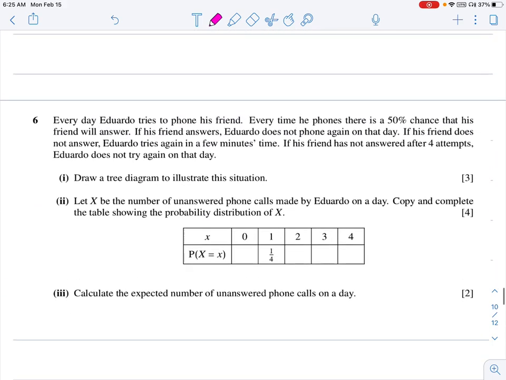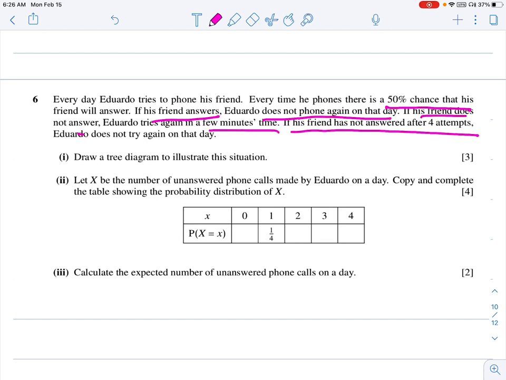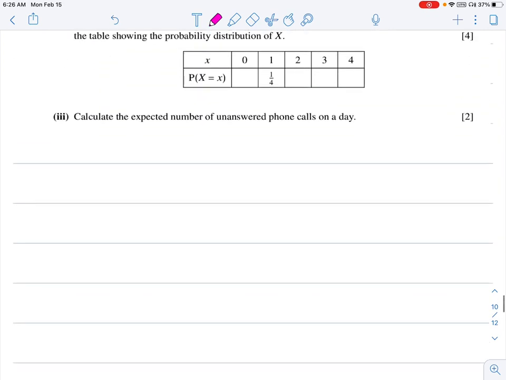Question number 6. Every day Eduardo tries to make a phone call to his friend. Every time he phones, there is a 50% chance that his friend will answer. If his friend answers, Eduardo does not phone again that day. If his friend doesn't answer, Eduardo tries again in a few minutes' time. If his friend does not answer in 4 attempts, he will not try again that day. So we have to draw a tree diagram for that.